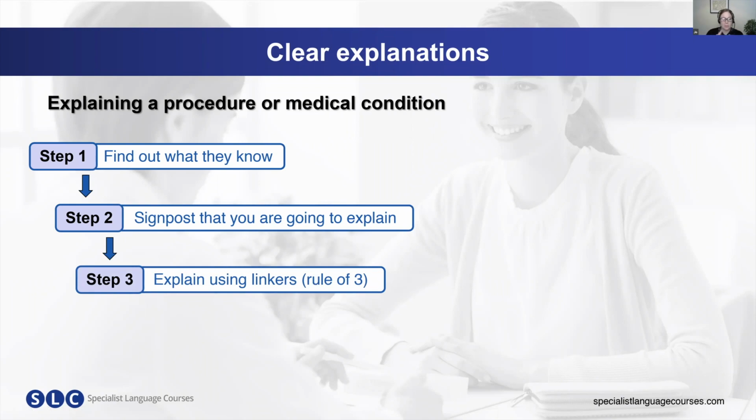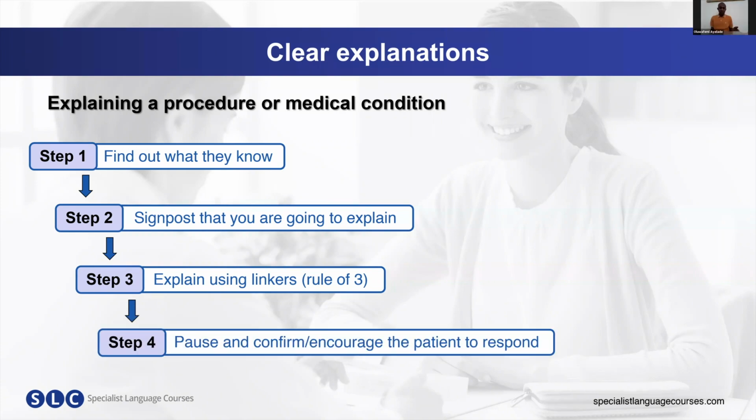So, explain. Rule of 3 is a good one to go with. So 3 points, stop and check. That way you're not overloading them with information. Okay. And then of course, pause and confirm, or encourage them to respond by saying, how do you feel about that? Or do you think you'll be able to manage that? Something like this.